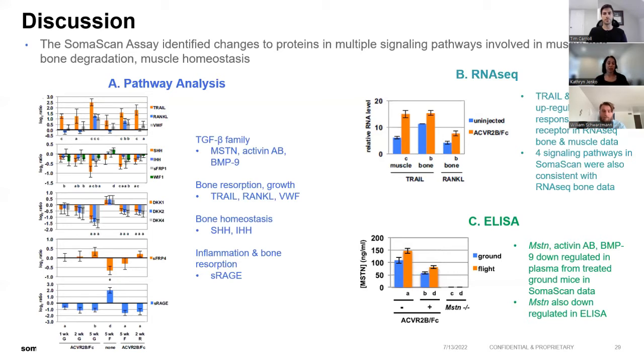Myostatin concentrations were also measured by ELISA in ground and in space flight treated and untreated mice. This is shown in the bottom right corner of the slide under C. Myostatin was downregulated with treatment, as you can see in this ELISA, which makes sense because the proteins were being cleared by binding to this decoy receptor.